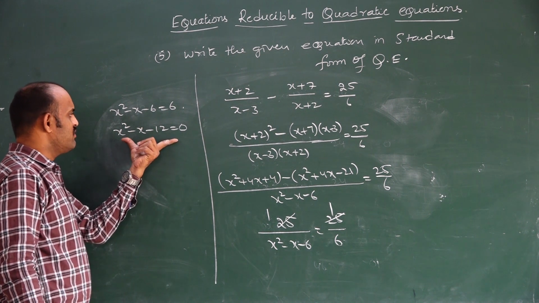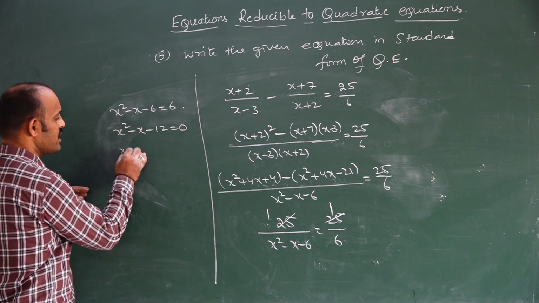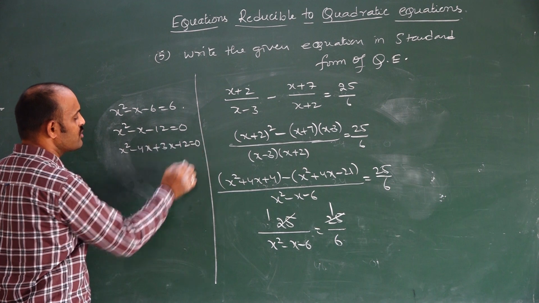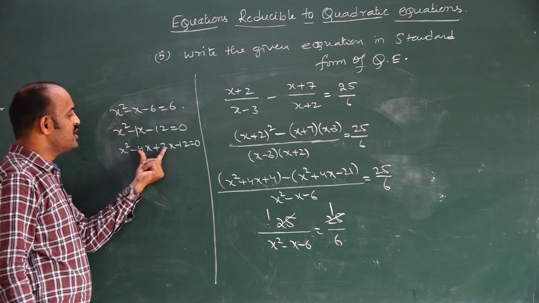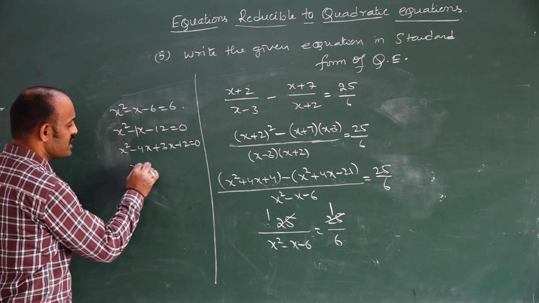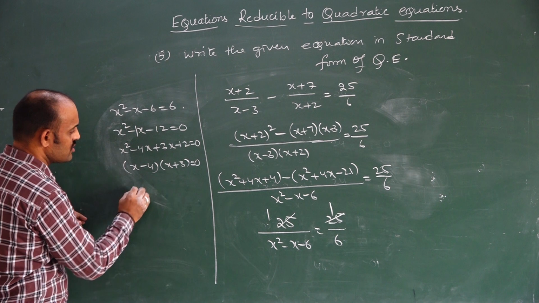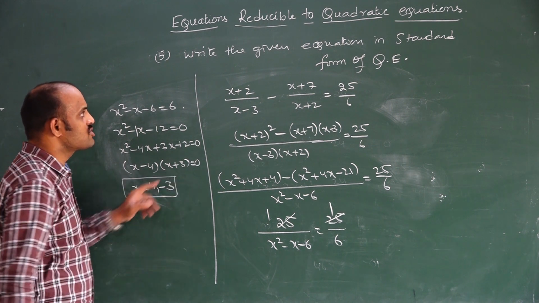Now here we can factorize or we can use the quadratic formula. x square minus 4x plus 3x minus 12 is equal to 0 because minus 4 plus 3 is minus 1, minus 4 into 3 is minus 12. Therefore x minus 4 into x plus 3 is equal to 0. Therefore x is equal to 4 comma minus 3 are the roots of the equation.